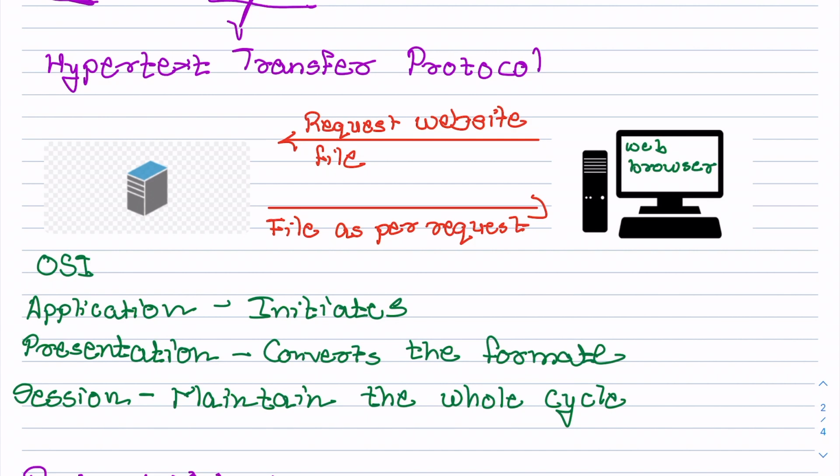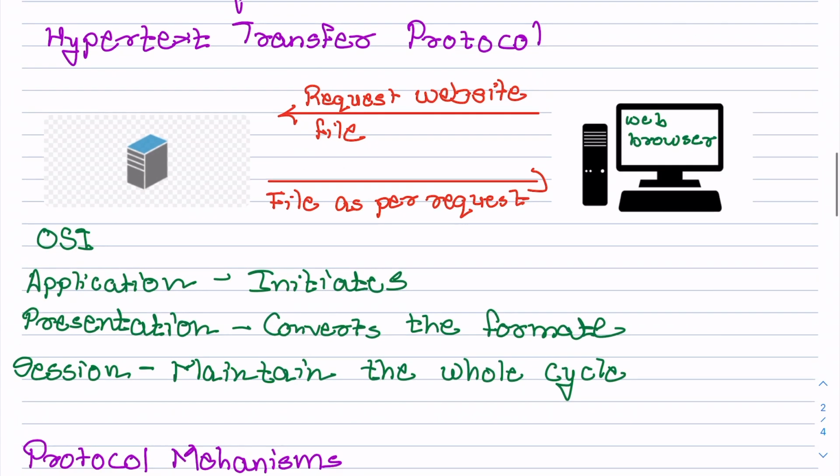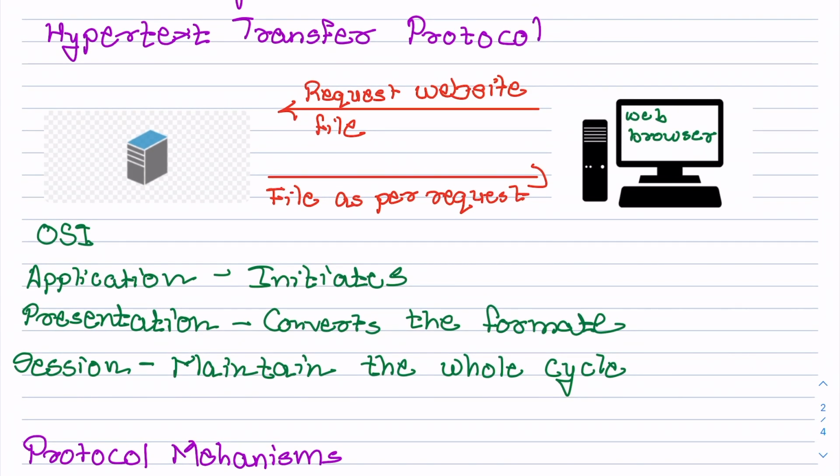So, what happens in the application layer? Whenever we search for something in a browser, for example www.google.com, the browser requests the server for the files related to Google or whichever website you are searching for. Then the server gives you the file and everything you need as per the request. This seems simple, but it is not.